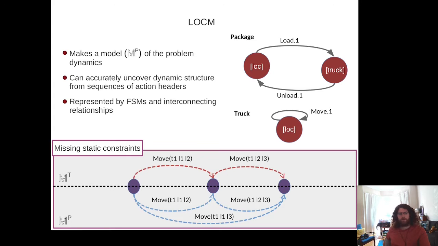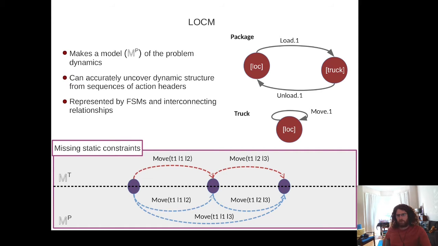The LOCM and LOCM2 approaches create a model of the problem dynamics. For example, noticing that packages are loaded and then unloaded, and they can't have other combinations. And it can do that just from action headers. These are represented by little finite state machines, and they can uncover other kinds of structures between objects as well. But it's just the dynamics, so they're missing static constraints.